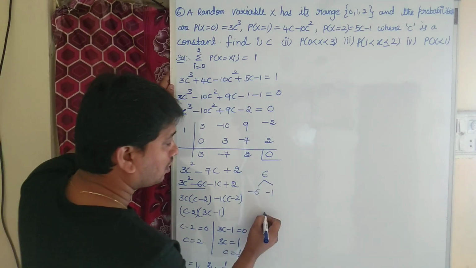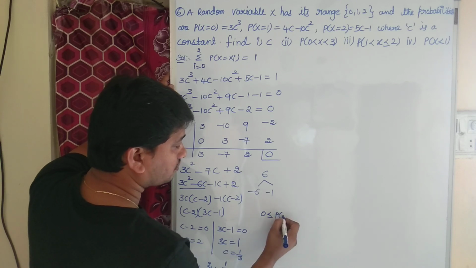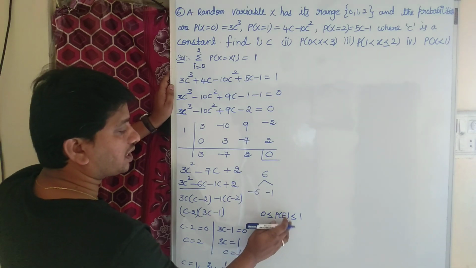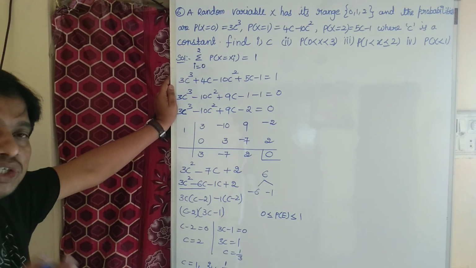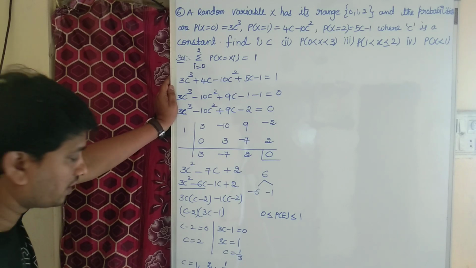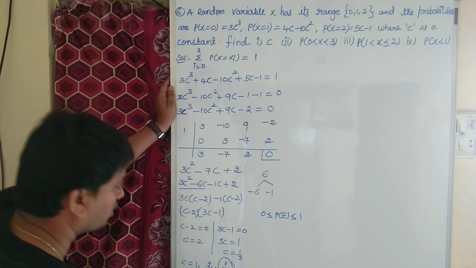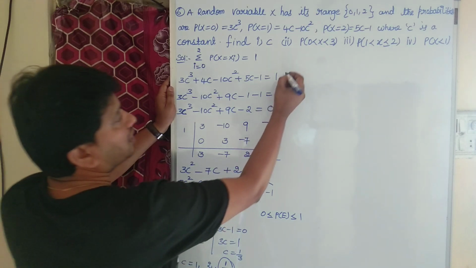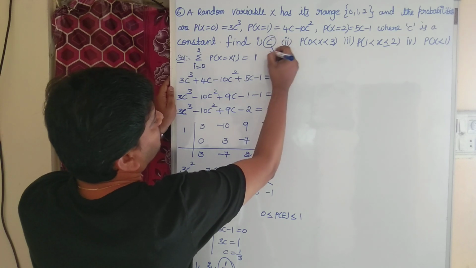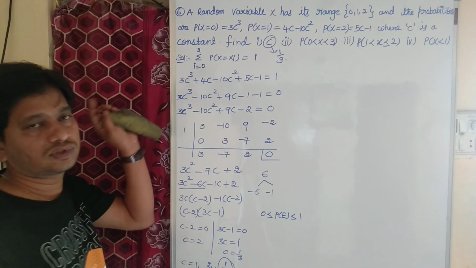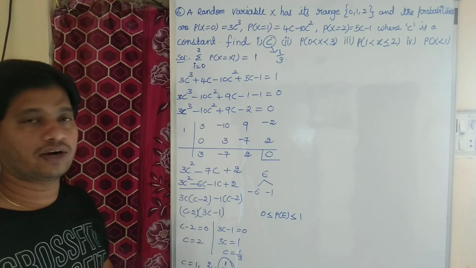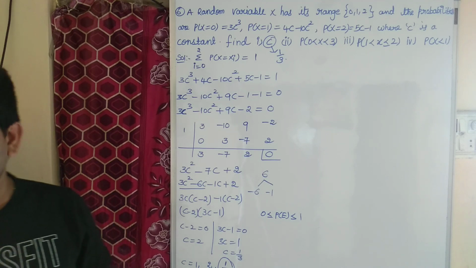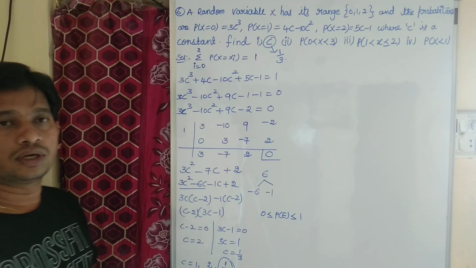As we know that probability always lies between 0 less than or equal to P of x less than or equal to 1. Probability always lies between 0 and 1. So here the possible value of c is 1 by 3. Okay children? So what is the value of c? We found the value of c which is equal to 1 by 3. So the constant c equal to 1 by 3 we have to take, because probability always lies between 0 and 1.